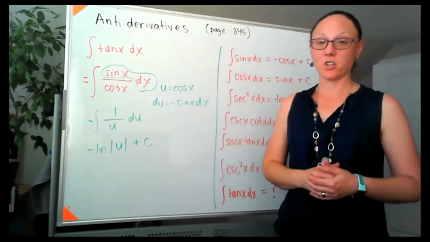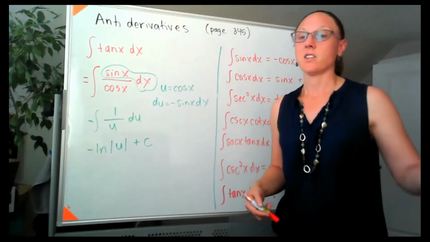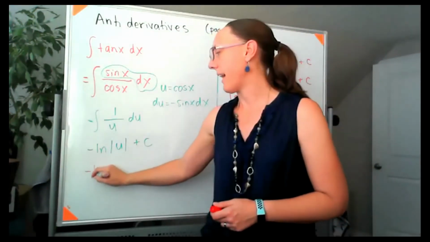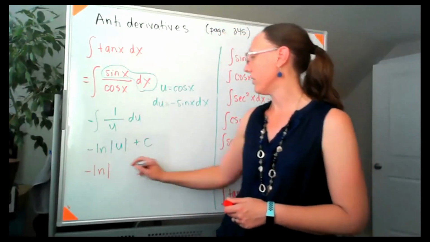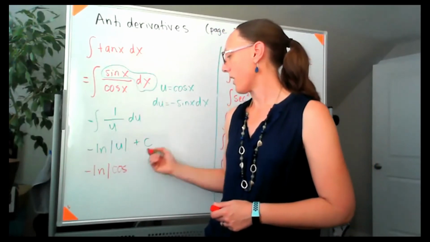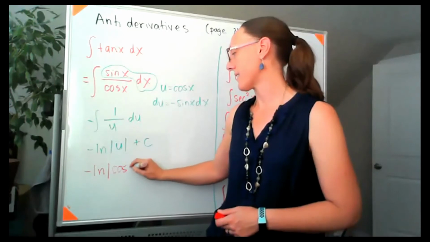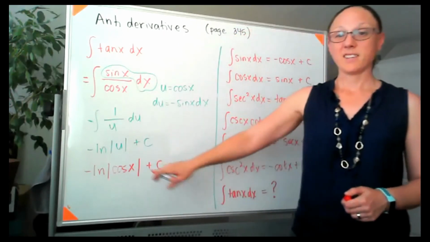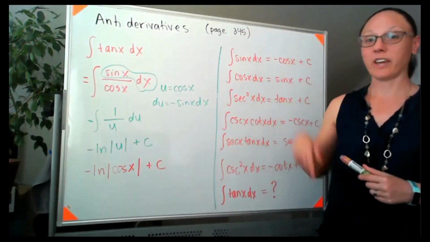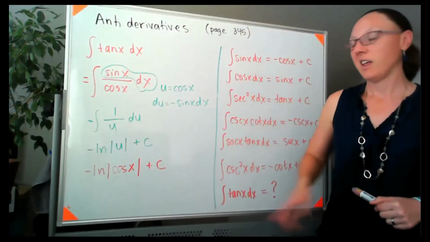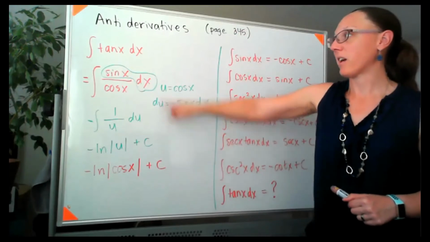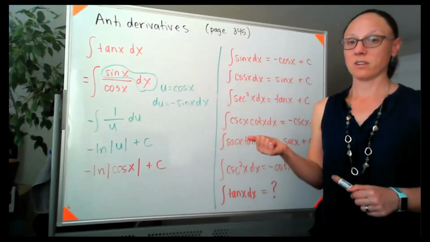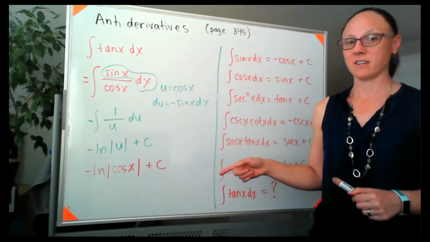But the question was asked to us in terms of x's. So let's answer it in terms of x's. And now I'm looking at negative natural log of cosine x plus c. Sometimes, if you're looking at integration tables, they don't list it this way for the antiderivative of tangent because they use log rules and trig rules to rewrite this.